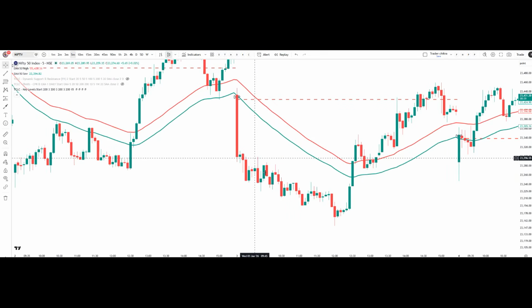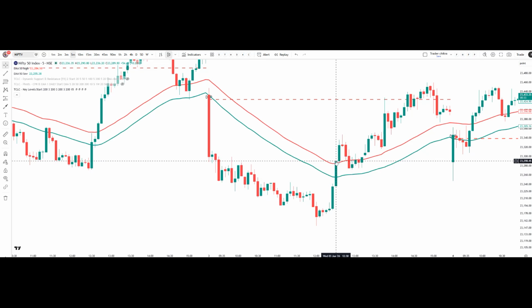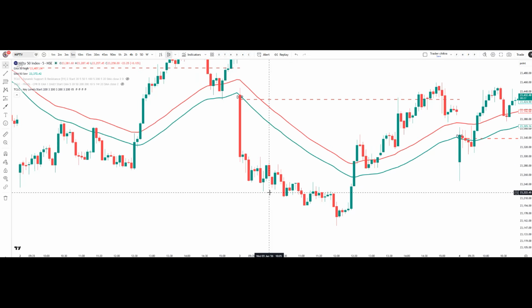a fall, and again this green candle which gave a close above the 50 moving average, and after that we can see a good move in the market. So likewise you can use any moving average. I have shown with the 20 moving average and the 50 moving average, but you can use even 100 moving average or even 200 moving average.